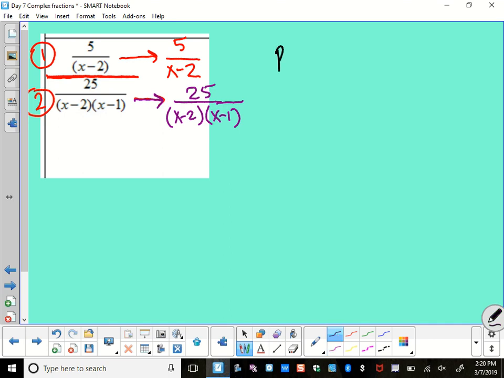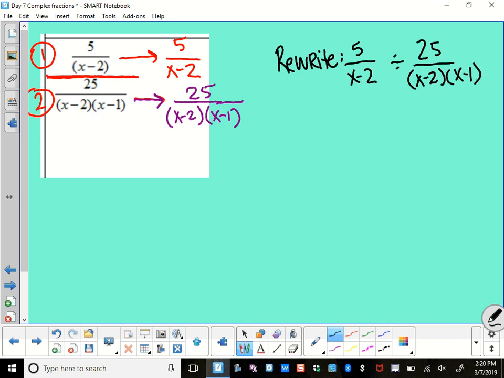So I can go ahead and rewrite. So we have 5 over x minus 2, divided by 25 over x minus 2, x minus 1. Once I rewrite it, I know that I can't solve this as a division problem. The way that I solve a division problem is by multiplying by the reciprocal. So I need to keep, change, flip.